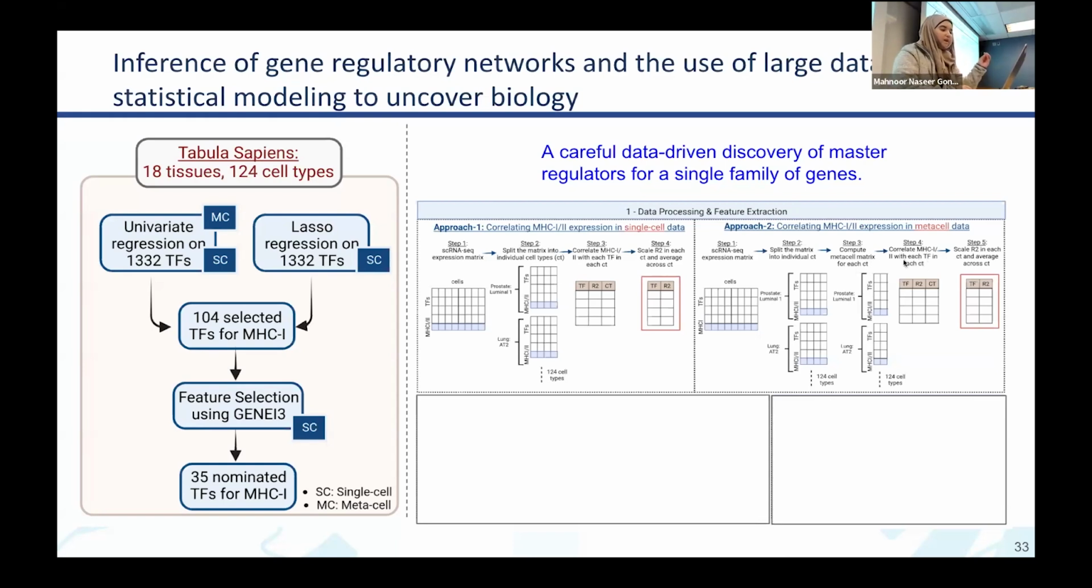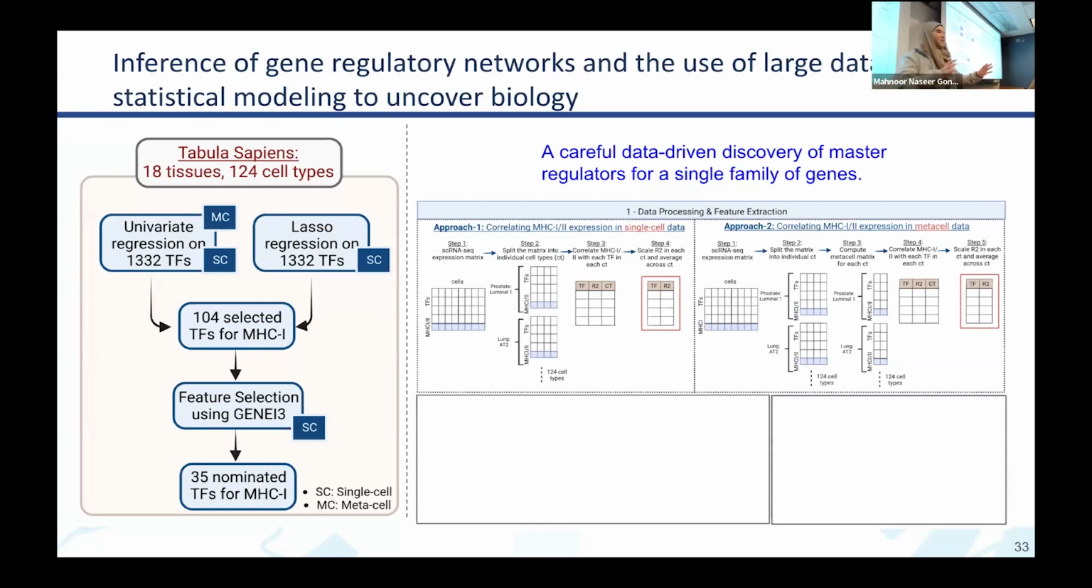You correlate MHC class 1 or class 2 expression against each transcription factor in each cell type. So you're left with this matrix with the transcription factors, with the correlation coefficient, within each cell type. Lastly, to get the best transcription factors, you scale within the cell type, and then you take the average.